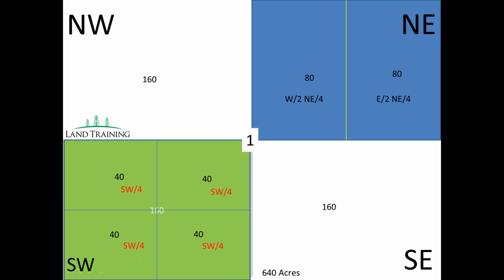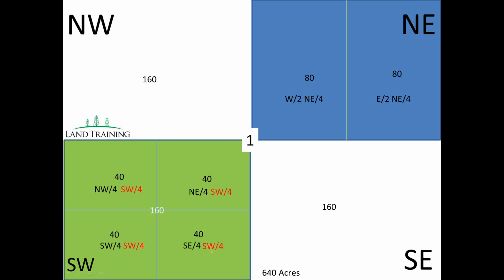And then this is going to be the what? This is going to be the northwest of the southwest. This is going to be the northeast of the southwest. This is going to be the southeast of the southwest. And this is the southwest of the southwest. So that they'll look like this. Now this is what we call a quarter call. Quarter.